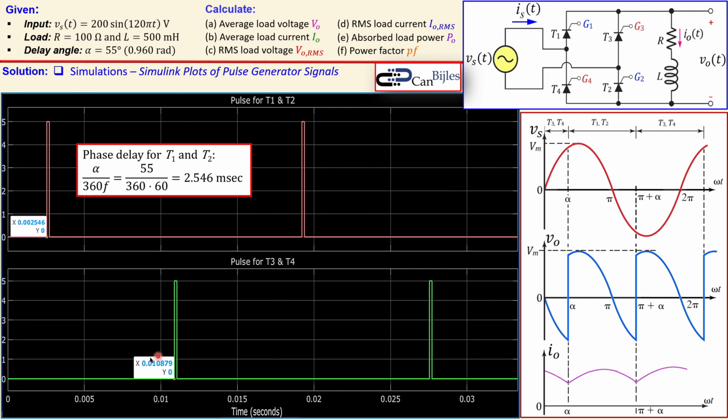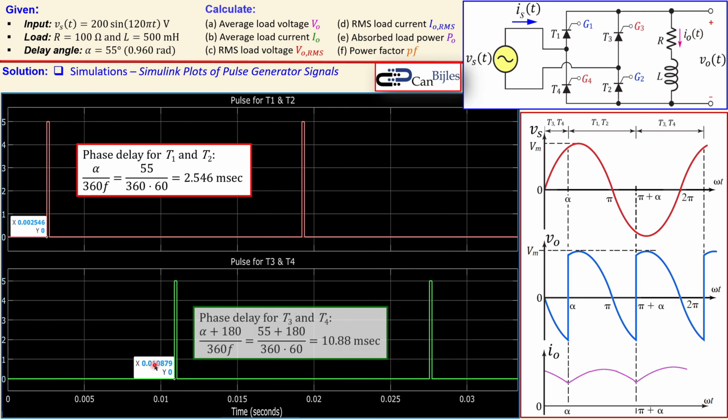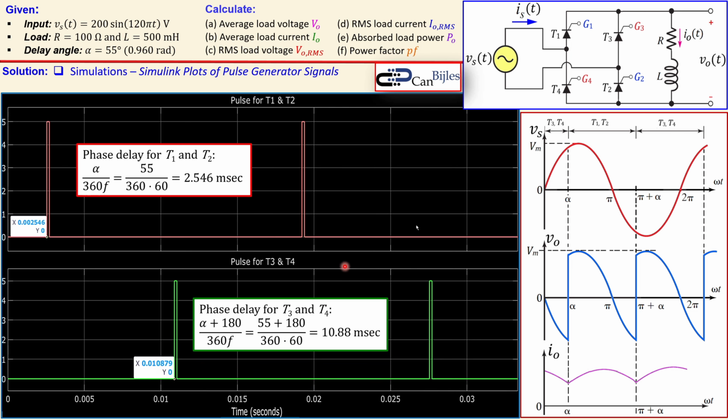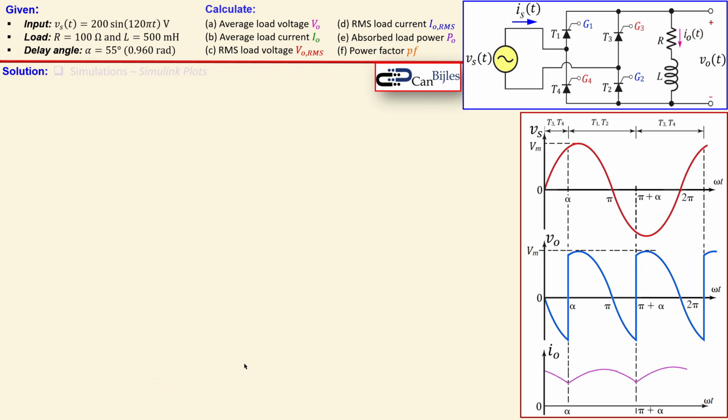And then the other one will go after half of the period, so this will start later. That's for T3 and T4, these two thyristors, and that can be calculated like so. If you do the calculation here, you get indeed 10.88 milliseconds, which is also what we see here. So this is how we do the gating for these four thyristors.